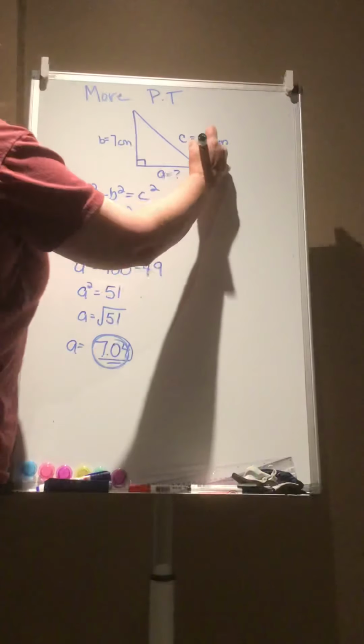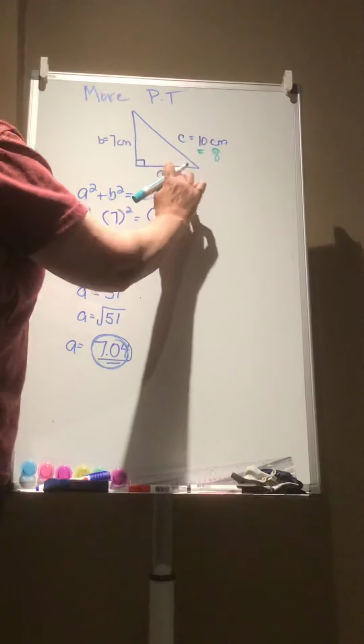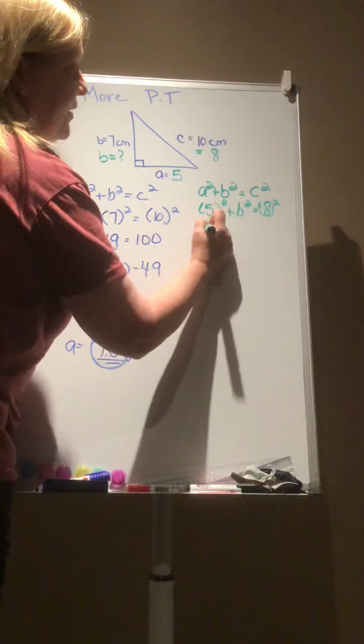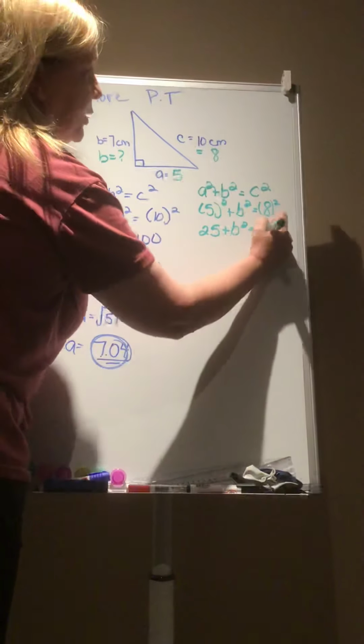This time I'm going to say that C is 8, and I'm going to say that A is 5, and that I don't know what B is. So I'm just going to work right alongside this. A squared plus B squared equals C squared. A squared is 5 squared plus B we don't know, and 8 squared. 5 times 5 is 25, plus b squared equals 64.